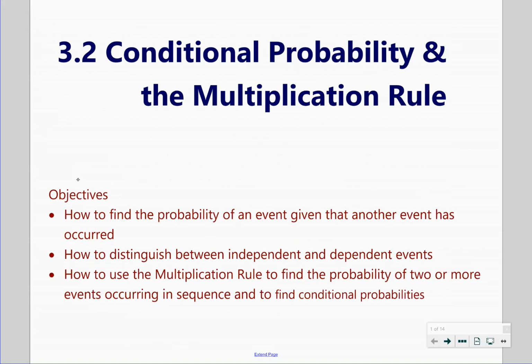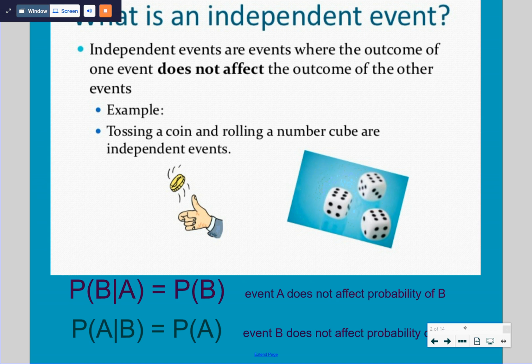All right, so 3-2 is about conditional probability. Today we're mostly going to talk about the multiplication rule. First, a couple things you don't have to write down. We'll get to the problems that you see on there in a second.